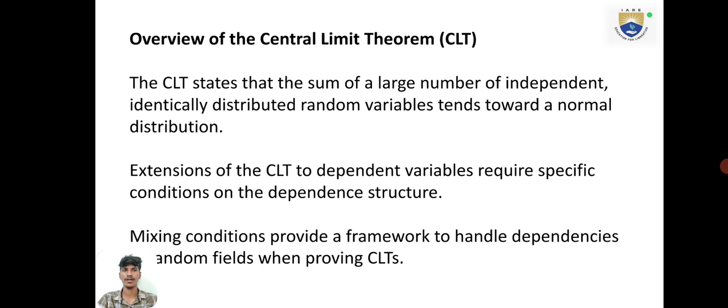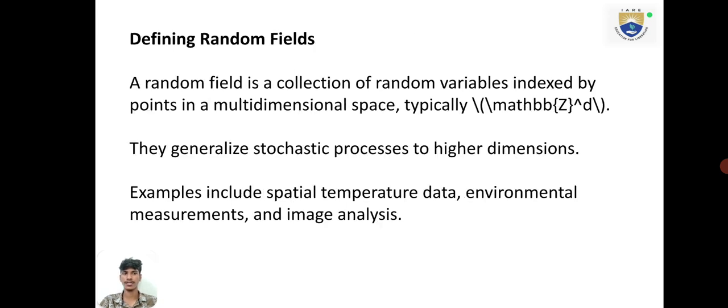Overview of the Central Limit Theorem (CLT). The CLT states that the sum of a large number of independent identically distributed random variables tends towards a normal distribution. Extensions of the CLT to dependent variables require specific conditions on the dependent structure.